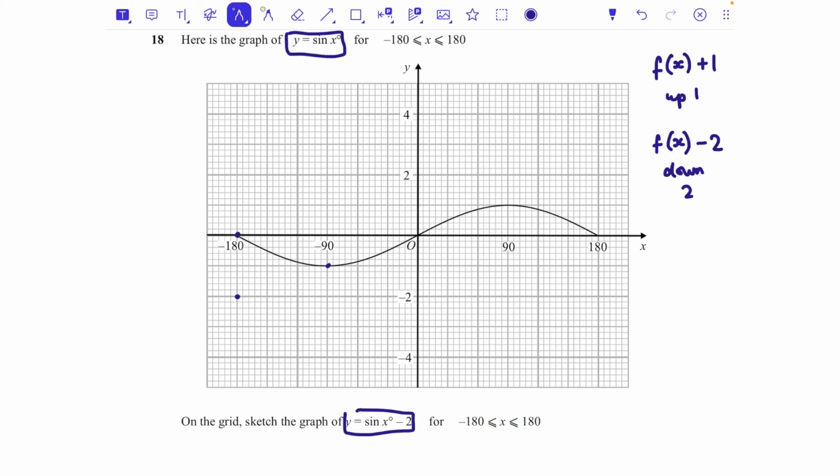So all I need to do is take each point and translate it 2 lower. I'm just going to take the key points here. 2 lower would be there, 2 lower would be there, this point would be there, and this point would be there, and then just join that up with a nice smooth curve. I'm going to do my best to do that on here. There we go. And that is the graph of sine x minus 2. It's come down by 2.